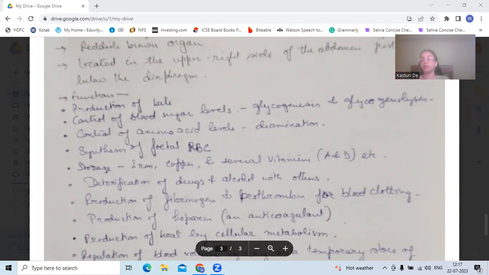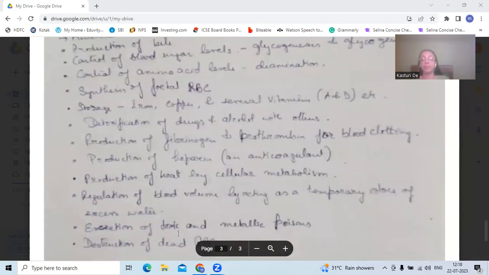Okay, besides the production of bile, it also controls blood sugar levels and amino acid levels. It synthesizes fetal RBC. It stores iron, copper, several vitamins, etc. It detoxifies drugs and alcohols. Okay, it produces fibrinogen and prothrombin.